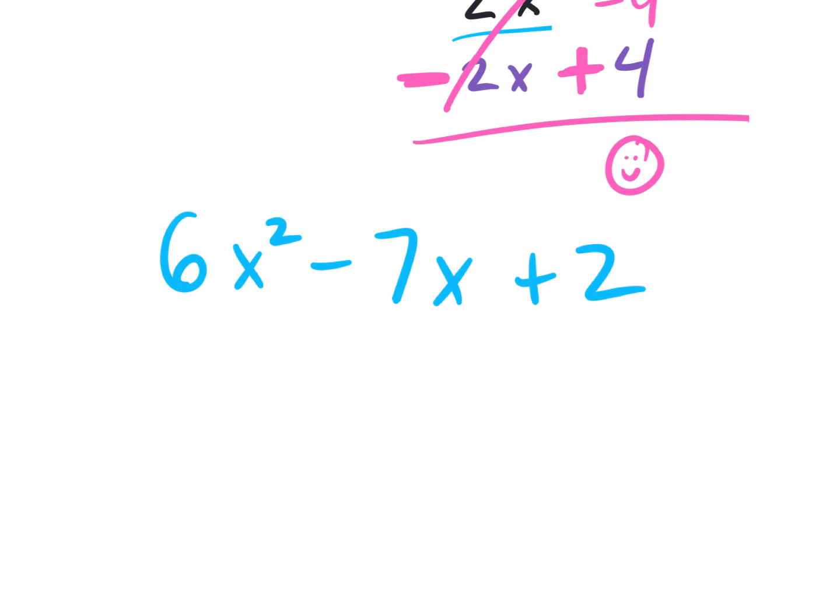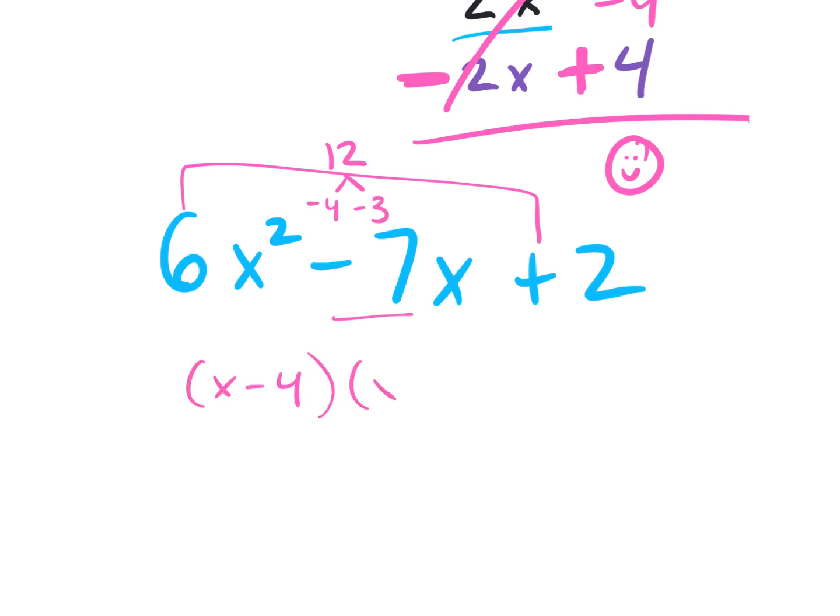How would I factor when my leading coefficient is not 1? Multiply the first times the last. So 6 times 2 would be 12. What are two factors of 12 that add to negative 7? Does negative 6 and negative 1 multiply to 12? Negative 4 and negative 3. So we have x minus 4 and x minus 3.